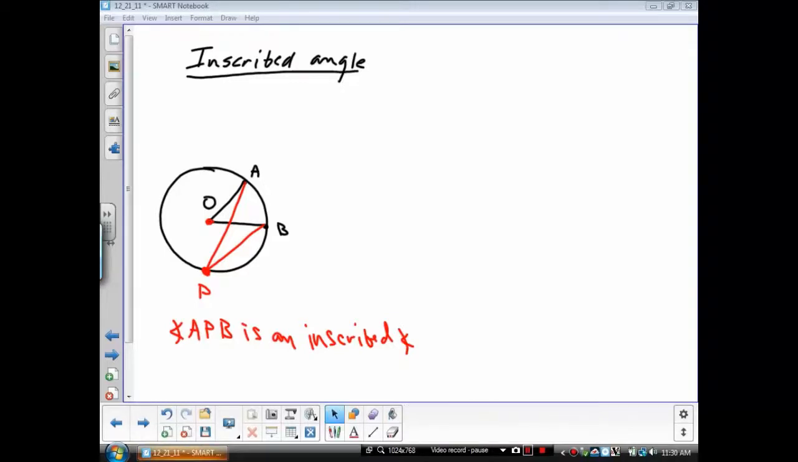Okay, here's another one that I want to ask you. Is it an inscribed angle? So are you ready, Branson? Is angle AQO an inscribed angle? No. So there's one more thing that has to be true in order for it to be an inscribed angle.